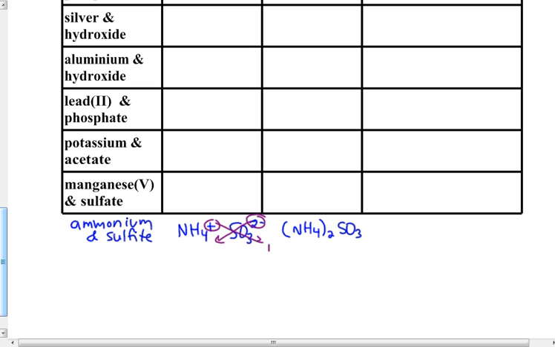So that's a rare case. Usually the brackets are behind the anion. Most polyatomics are negative charges, but you can have that situation with ammonium. And so its name would be ammonium sulfite.